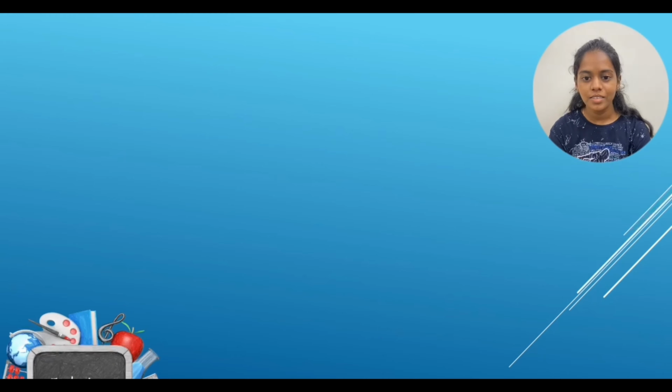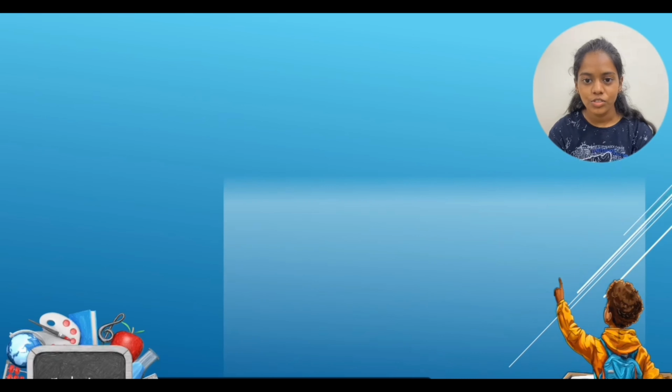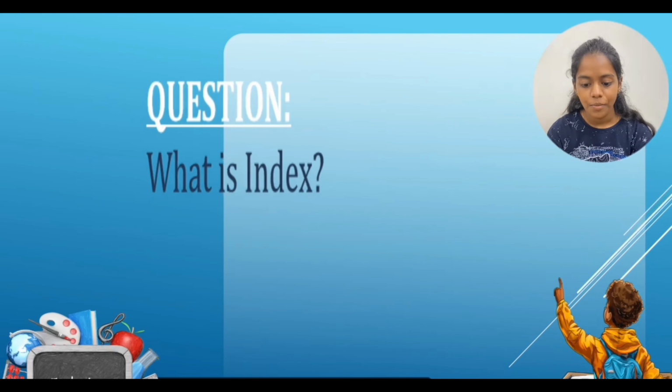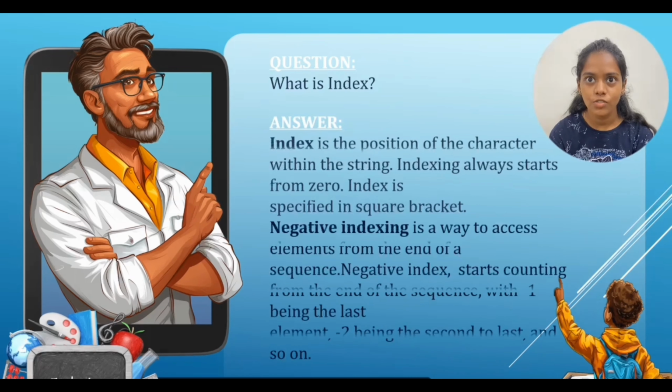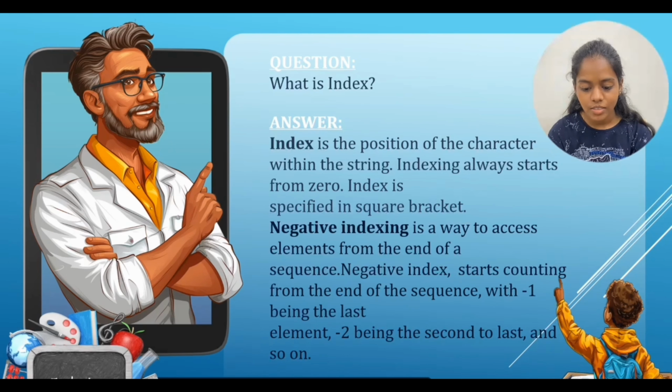Hello everyone, myself Archita. I am going to explain what is index. Basically, index is the position of a character. Indexing always starts from 0. Next is negative index. Negative index accesses elements from the end of the sequence.